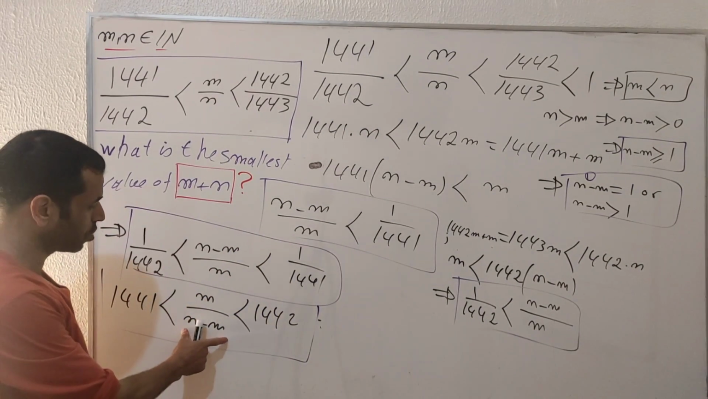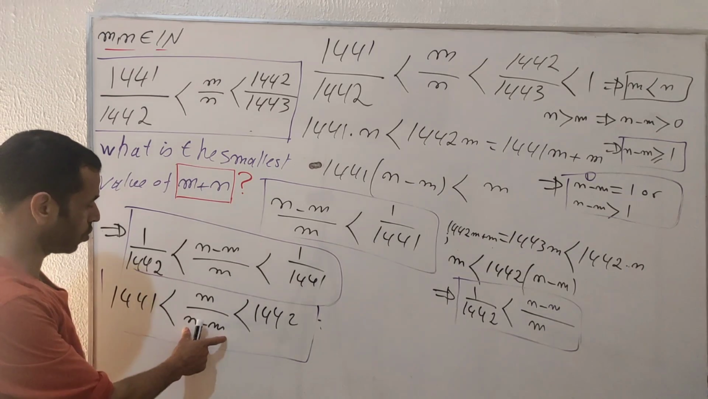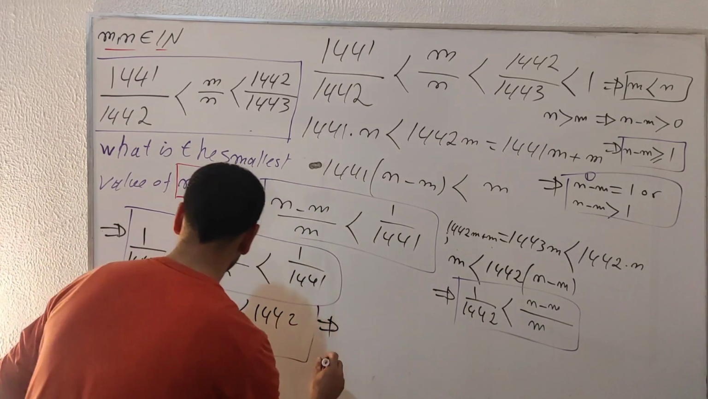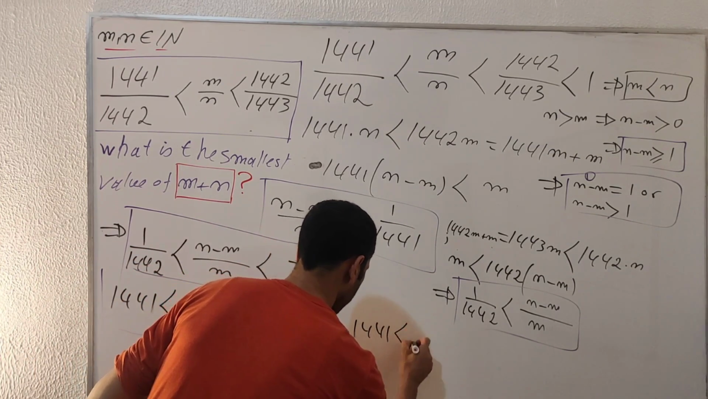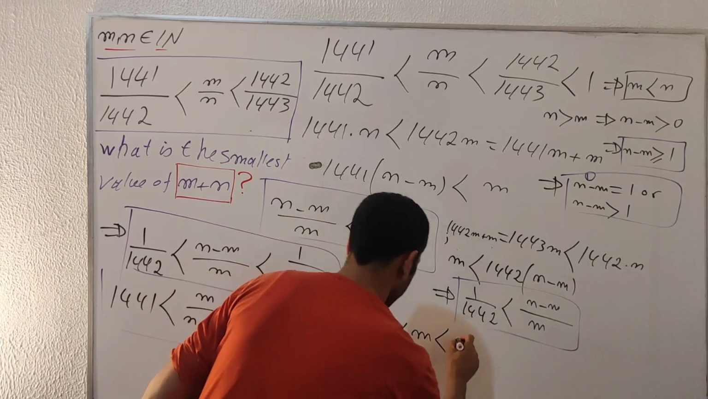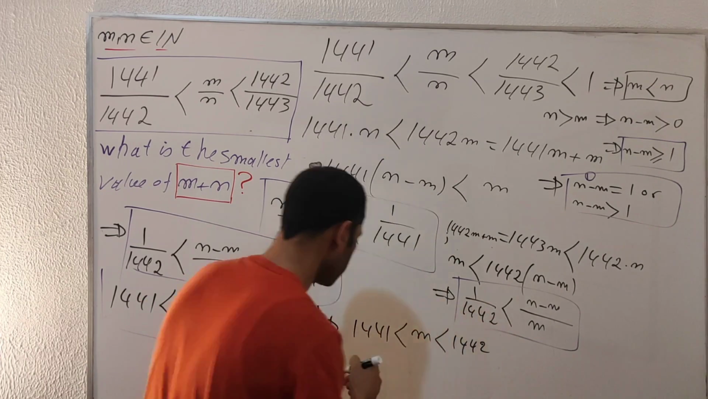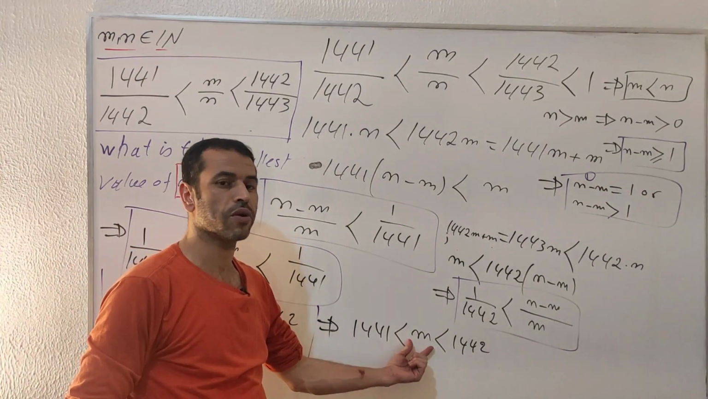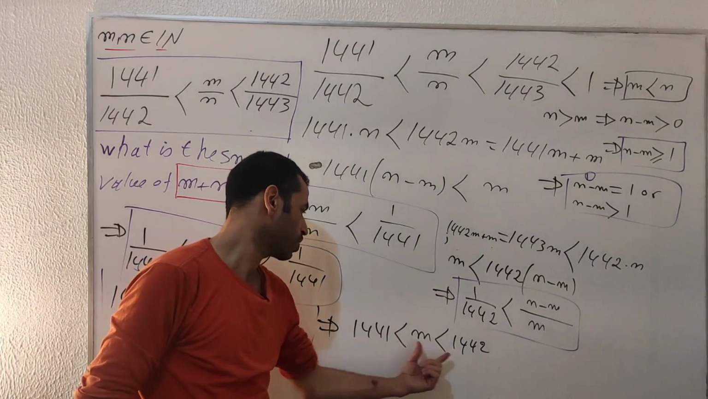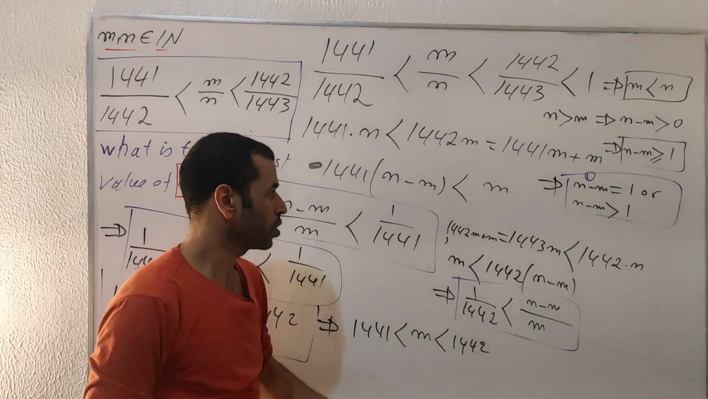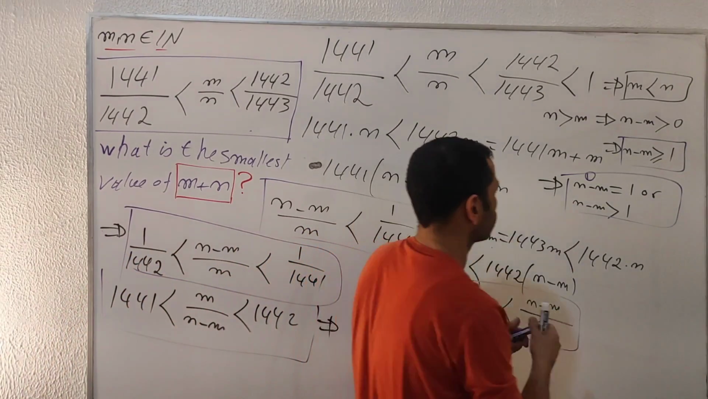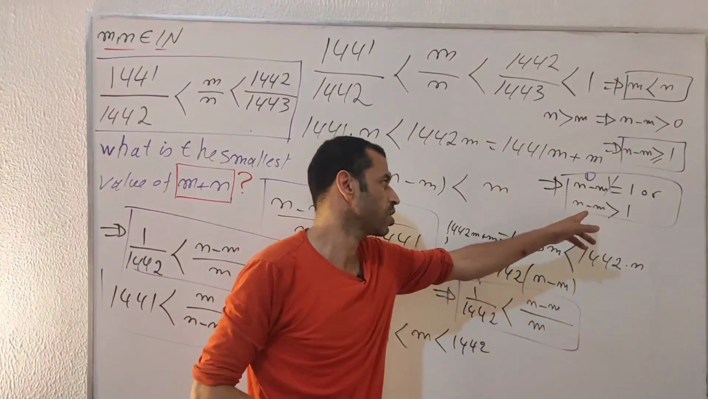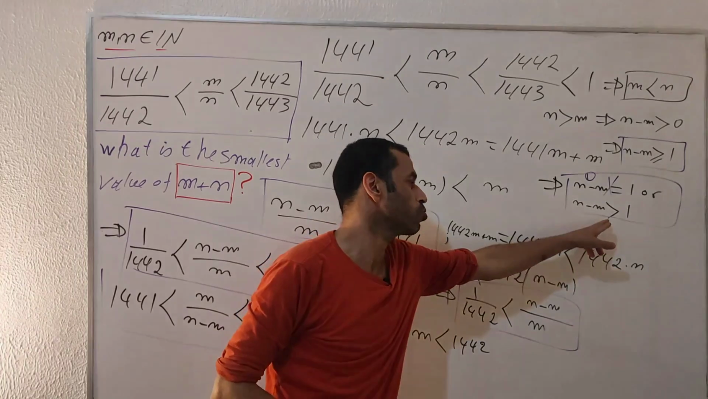So if n minus m equals 1, which is the denominator of this one, which means m will be between 1441 and 1442. So this one is telling us 1441 is strictly inferior than m and m is strictly inferior than 1442. So what do we know about this number? This is a natural number, but it is between 2 consecutive integers, which is impossible. So this possibility is ruled out. It cannot be n minus m equals 1, which means the other option, n minus m strictly superior than 1, is correct.